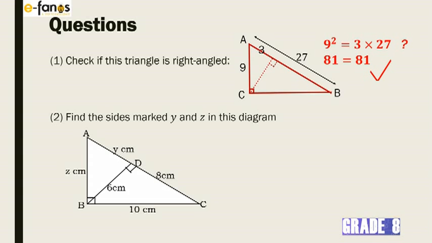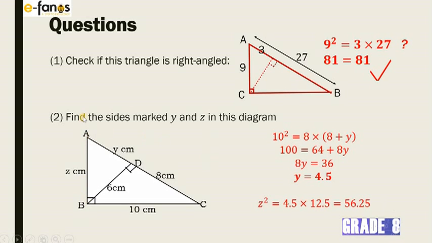For number 2, we start by using Euclid's theorem on this length BC. So 10 squared equals 8 times (8 plus y). So 100 equals 64 plus 8y. So 8y equals 36 and y equals 4.5. We now use Euclid's theorem on this side. So z squared equals 4.5 times 12.5, which is 56.25. So z equals 7.5 centimetres.